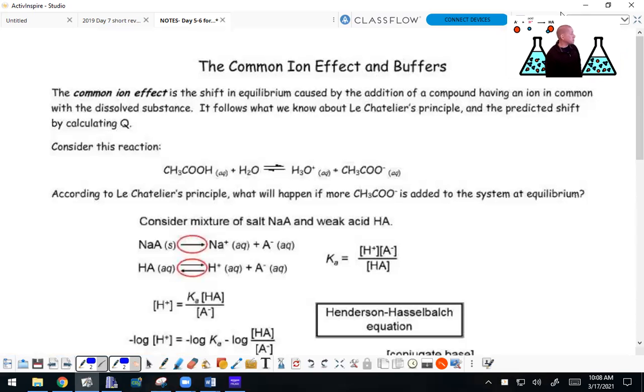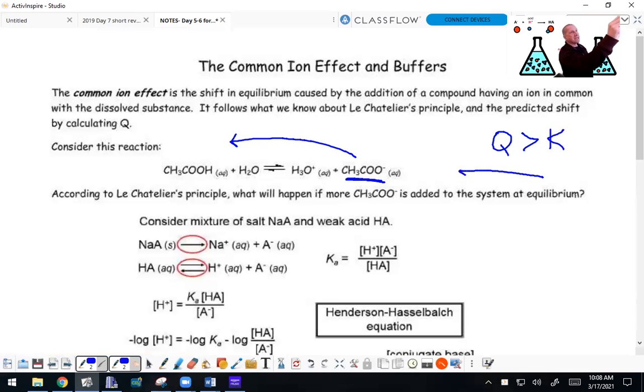According to Le Chatelier's principle, what happens if you add more of this stuff? Well, we know it's going to shift in the other direction. Why? You're adding a product, so Q is going to be greater than the equilibrium constant K. And so in order to get back to K, remember it's products over reactants, we need more reactants to make Q go down until it equals K. And so it shifts back to the left side.